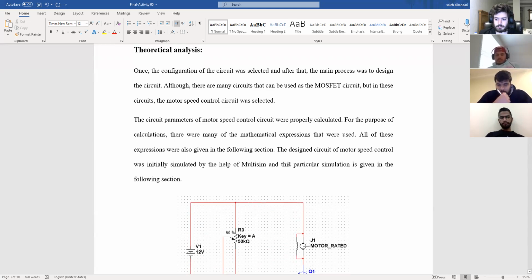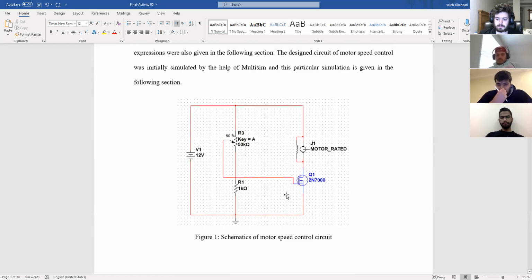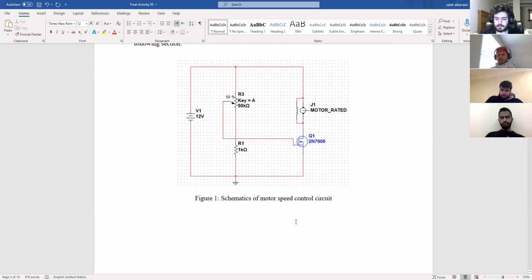All of these expressions are given in the following section. The designed circuit of the motor speed control was initially simulated with the help of Multisim, and this simulation is given in the following section, as you can see here in figure 1.